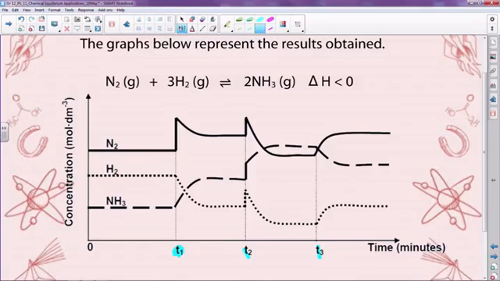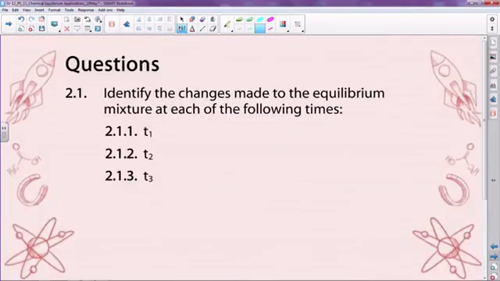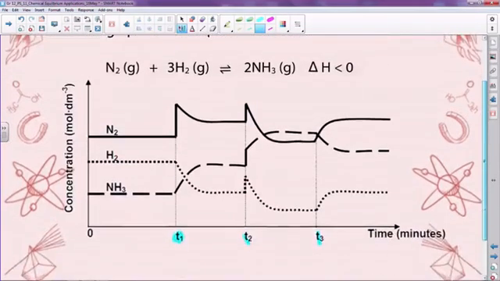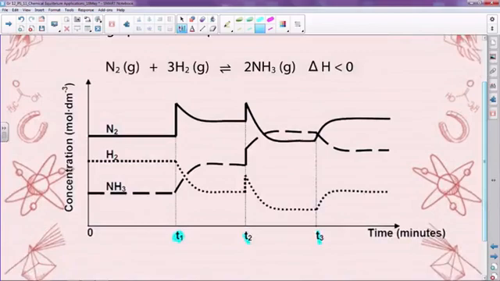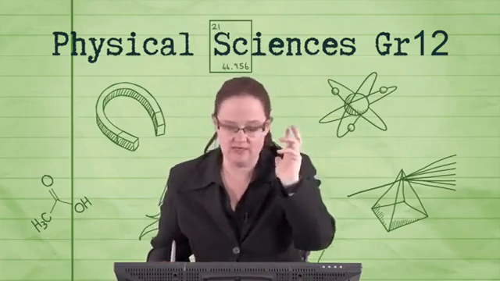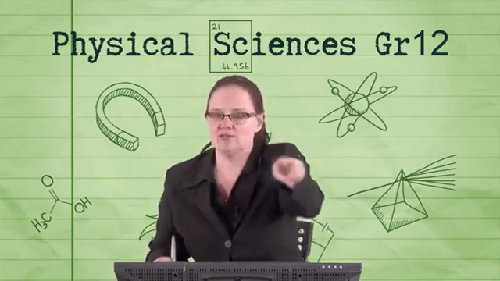So what we're going to do is, I'm going to give you the first question. The first question says to us, identify the changes made to the equilibrium mixture at each of the following times, T1, T2, T3. I'm going to give you a minute, okay? Yes, I'm going to give you a minute to look back. Here's the graph, and what you're going to try to do in that minute is identify what I changed at T1, T2, T3: concentration, temperature, pressure, and how. Okay, increase, decrease, remain the same, whatever the case may be. All right? Your minute starts now.